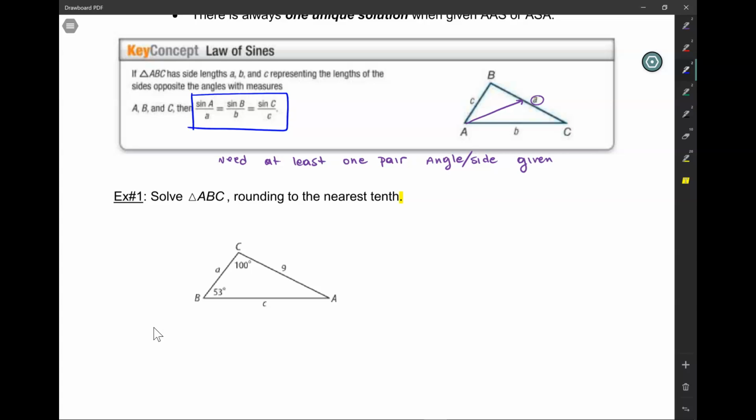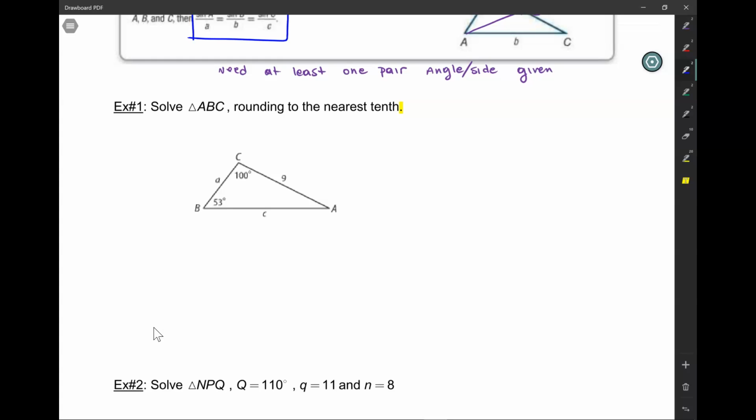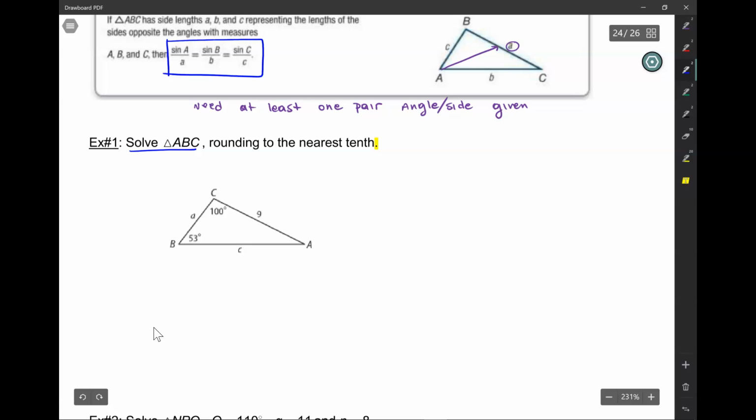Now, let's take a look at this first problem. It says solve triangle ABC. What does it mean to solve? Find all of the angles and all of the sides that are missing, so find all missing parts. We have had some practice with this before. So what am I missing here? I'm missing angle A, I'm missing little a, and I'm missing little c.